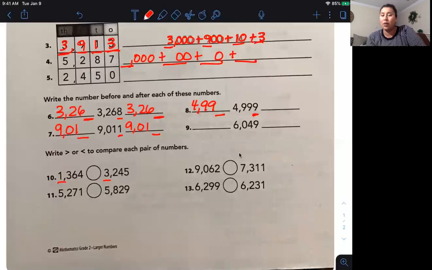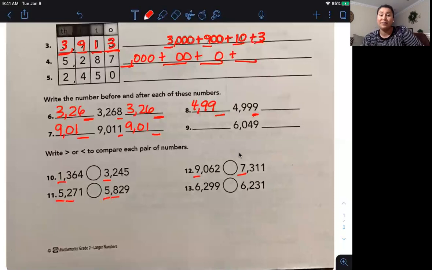Now let's look down below. Now they get a little tricky. There's the same amount of thousands. So what do we do next? We look at the hundreds. Oh, one is bigger than the other. Go ahead and write your answer. Which one is greater than? Which one is less than? Let's look at here, this one.